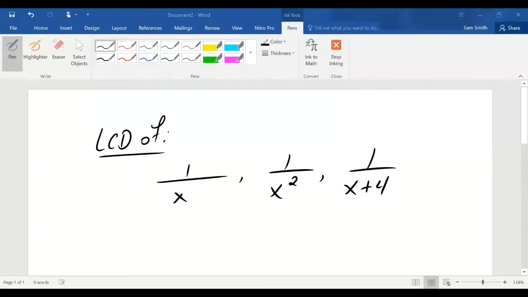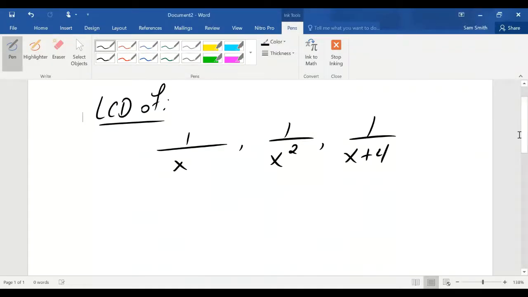I want to talk about a systematic way to find the least common denominator of a bunch of different rational expressions. Now, this may be overkill. Systematic methods usually are far more than is required to solve simple problems. But this method can help you if you're dealing with a problem that is somewhat challenging and you're just having trouble seeing what the least common denominator should be.